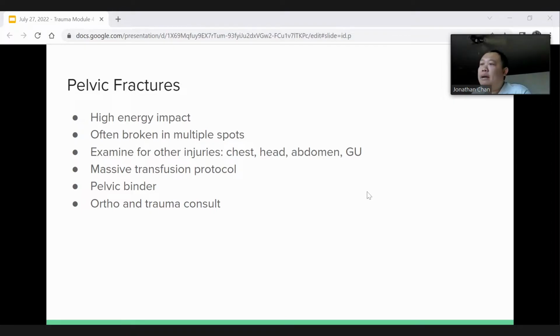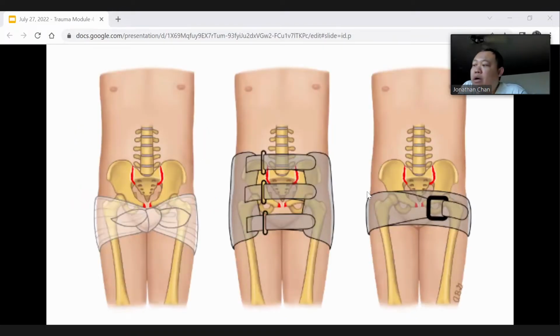This is an example of a pelvic binder. There are a number of ways to do it, but you want to make sure you're low enough, along where the head of the trochanter is, to really hold it in place. I think a lot of people tend to put it a little bit too high up. You want to make sure it's down at the widest part of the pelvis so that you're able to tighten and hold it together, and that can usually help with some of the bleeding there.